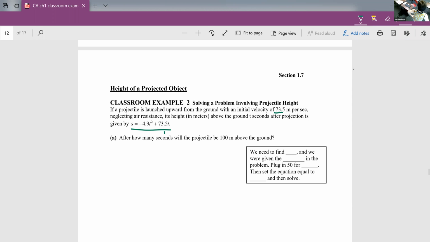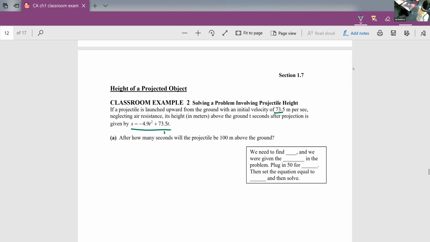And why do you think that 4.9 is there? Where did that come from? Think about this for a minute. If I shoot something up in the air, do I know it's going to come back down? Why? Gravity. This is the force of gravity on the earth in meters per second. If we had been talking about feet per second, it would have been a negative 16. These are like magic numbers that are always in these real world problems based on the units you're using. Now, you don't have to memorize this. I just want you to understand these aren't just random numbers somebody made up.